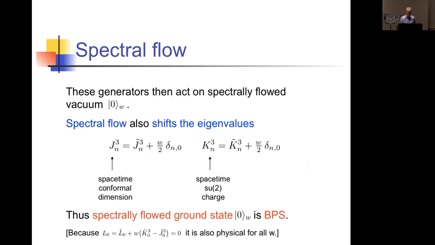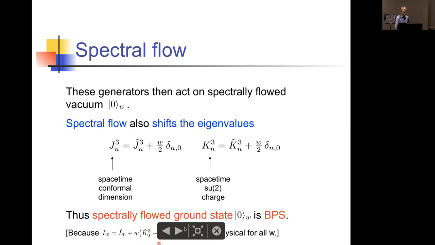So these generators, these untilded generators, then act on the spectrally flowed vacuum. Now, the spectral flow doesn't just shift the J3, the Cartan generator of the SL2. If I spectrally flow also the fermions, it also shifts the SU2 generator. And the L0 shift then takes this form if you also spectrally flow the fermions.